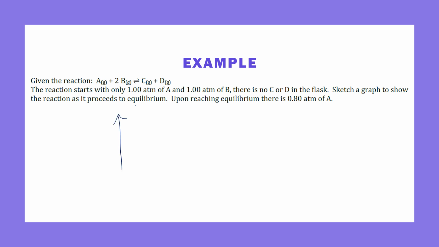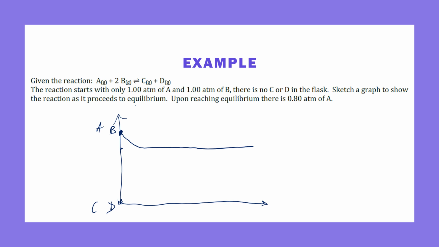So on our graph, I have 1 atm of A and B and 0 atm of C and D. Okay. And then it says sketch a graph to show the reaction as it proceeds to equilibrium. Upon reaching equilibrium, there's 0.8 atm of A. So if this is 1, this is like 0.8, okay? So A is going to decrease to 0.8, all right?